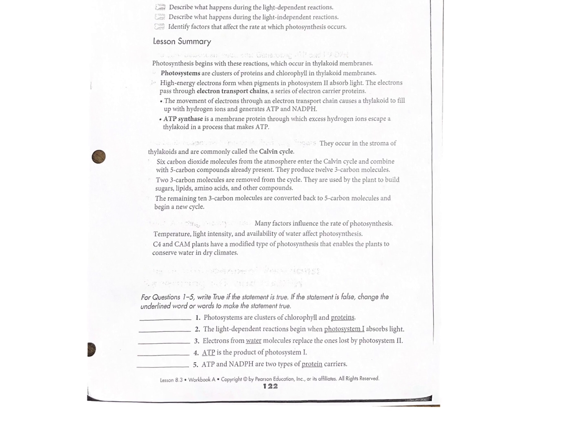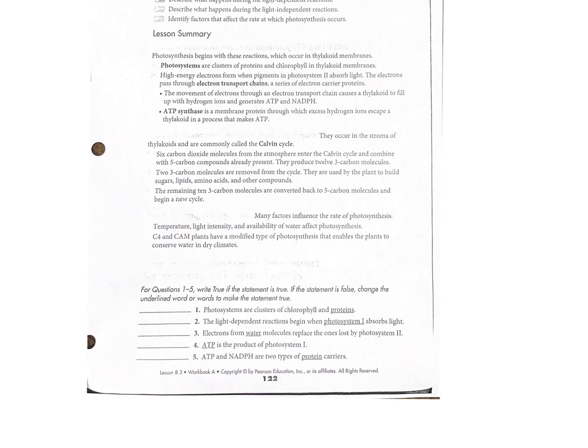We're just going to start with, hopefully you read the lesson summary. I'm not going to read it out loud to you. You guys are all big boys and you can read for yourselves. So we'll just start with these true false questions down at the bottom of the first page. Photosystems are clusters of chlorophylls and proteins. We're going to determine if it's true or false, and then change the underlying part if needed. Well, photosystems are clusters of proteins and chlorophyll in thylakoid membranes. It's right there in the reading, so that would be true.